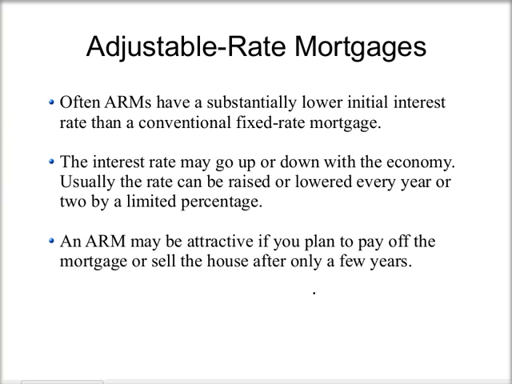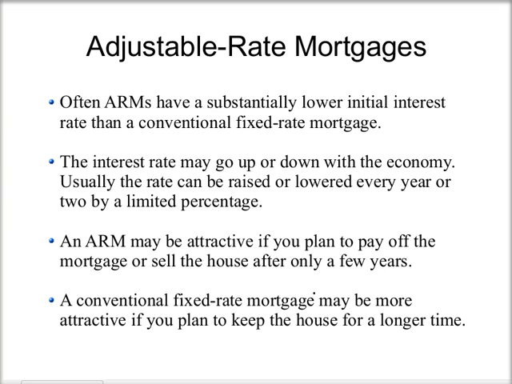One reason an adjustable rate mortgage might be attractive is if you plan to pay off the mortgage or to sell the house after only a few years, so there's not too much risk of your mortgage payments changing too much, and you start out with a lower interest rate, so you start out with lower payments. You might be more interested in a conventional fixed rate mortgage if you're planning to keep the house for a longer time, because it gives you more security about knowing what your mortgage payment is going to be.